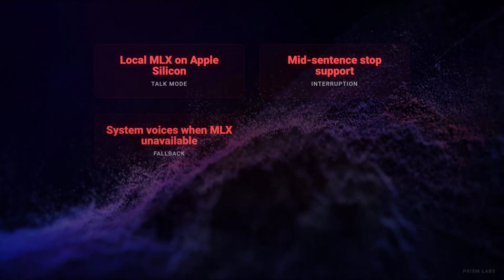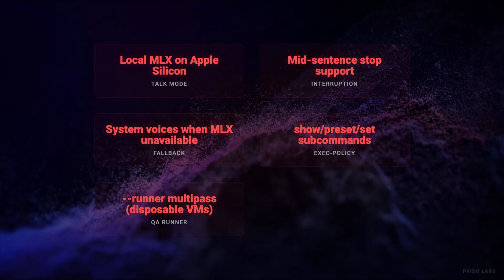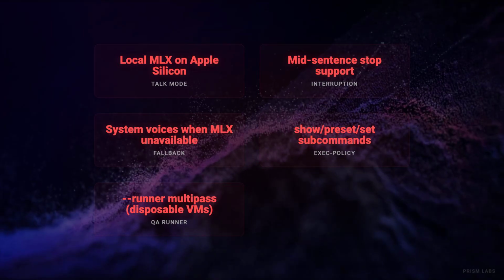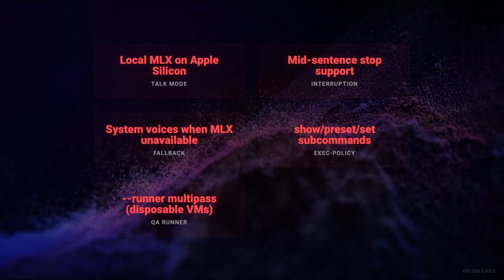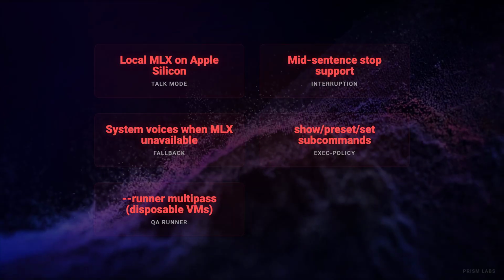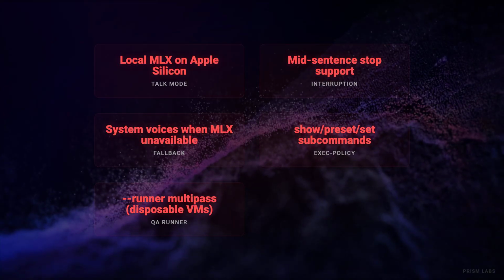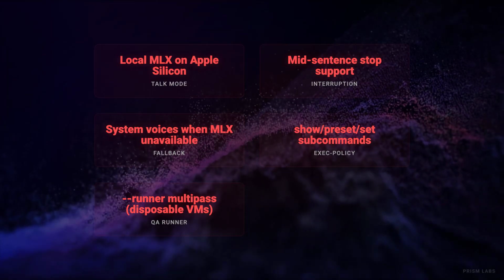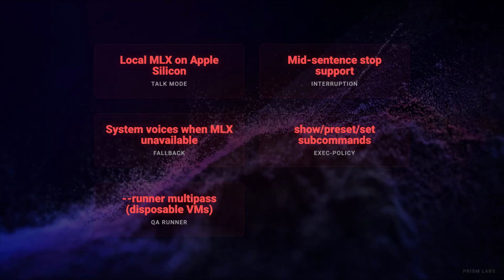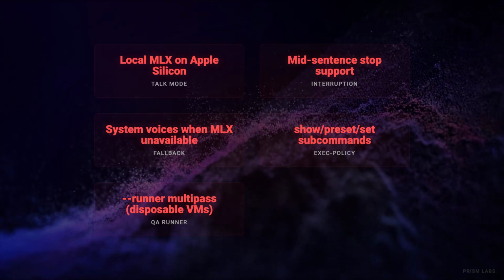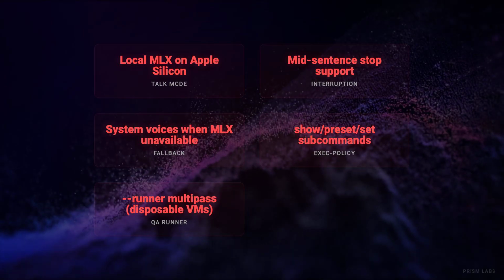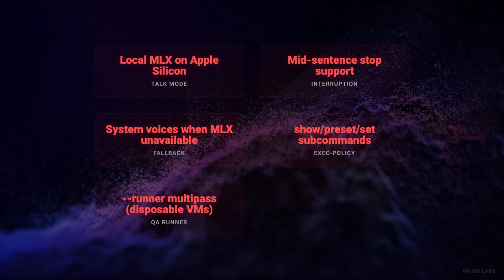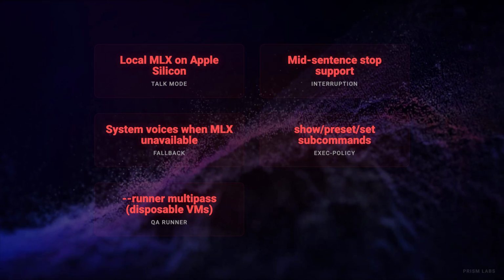Talk mode on macOS gets an experimental local speech provider using MLX, Apple's machine learning framework optimized for Apple Silicon. Instead of sending audio to a cloud API for speech synthesis, the model runs locally on your Mac's neural engine. It includes utterance playback with interruption handling. You can interrupt the agent mid-sentence and it stops cleanly, and falls back to system voices when the local model isn't available. This is early stage, but it shows the direction for fully local voice interaction with OpenClaw.